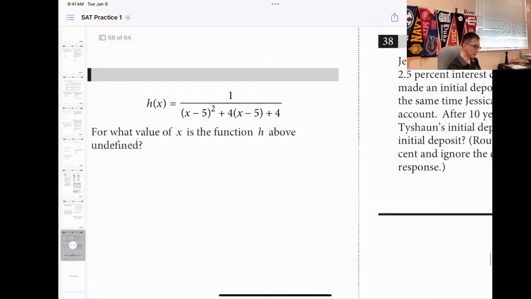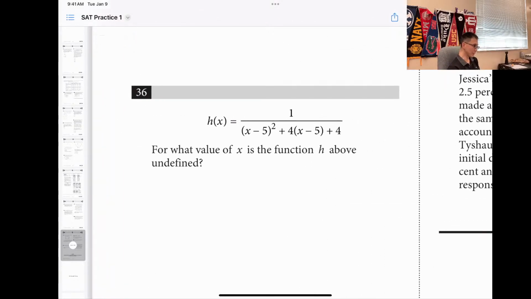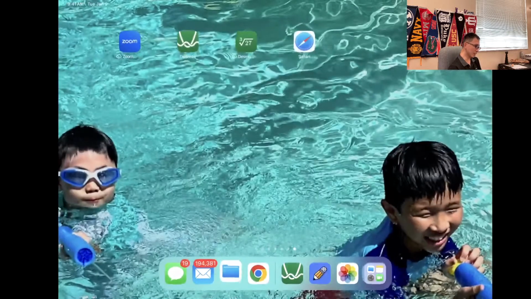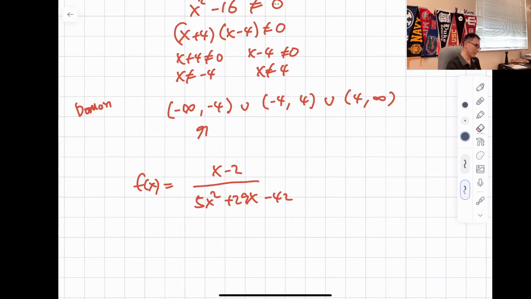Do you see this? Same question. For what value of x is the function h above undefined? This one's a little bit tricky. We're going to talk about this one. This one's actually slightly trickier, but this is an SAT question from SAT practice. I'm not only going to prepare you for AP pre-calc. This is a kind of overlap, right?